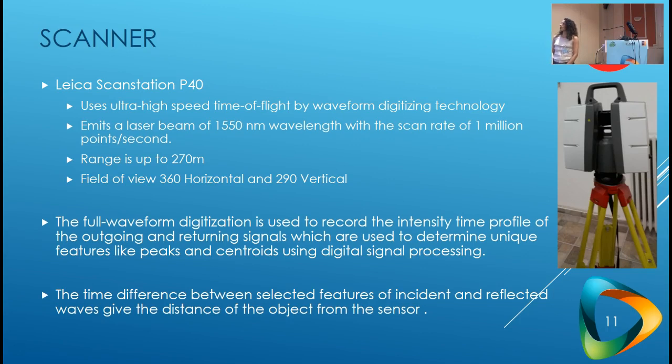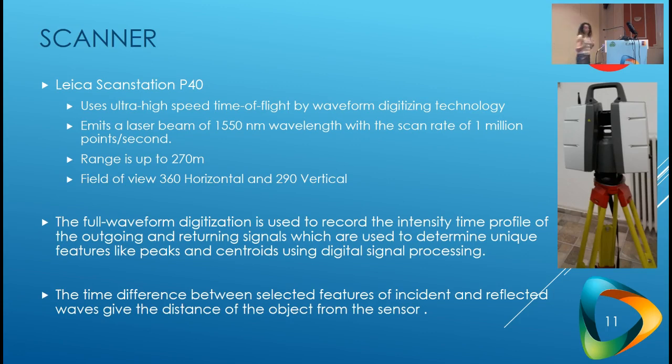Since it is using a newer technology, it actually takes the benefits of both methods, time of flight and phase of the other type. So the range is up to 270 meters, and it can actually scan 1 million points per second. So it is a lot faster also than the older type of time of flight scanners.